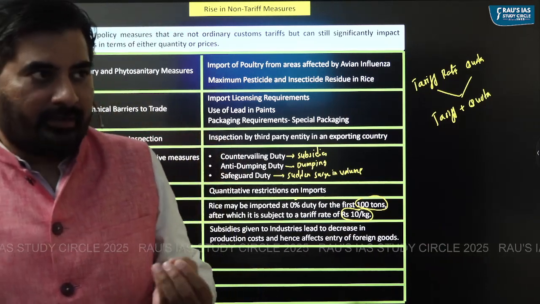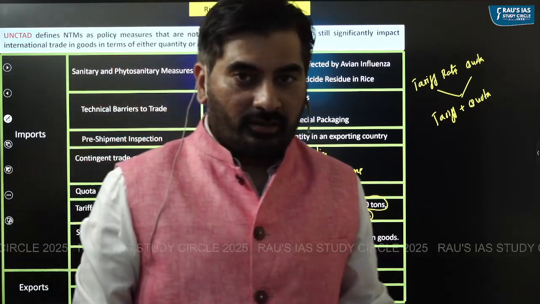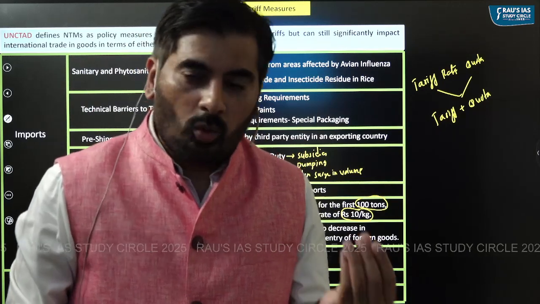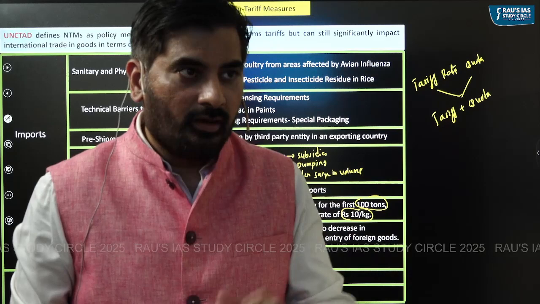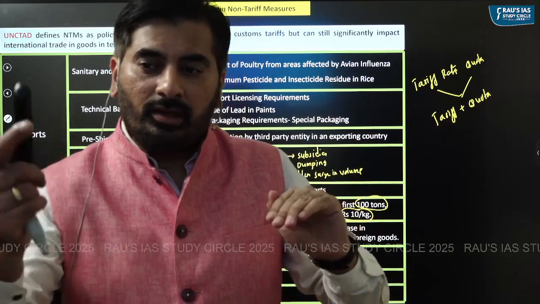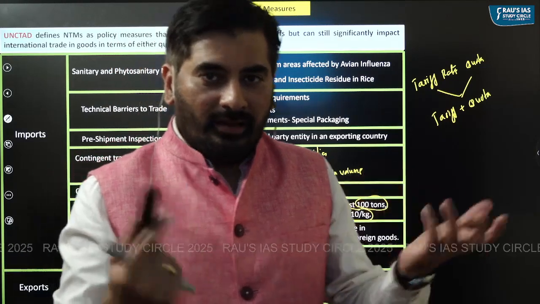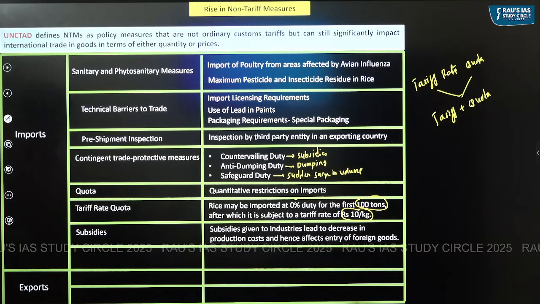For an example, let's say we are giving more subsidies to our domestic manufacturers who are manufacturing solar panel cells. What will happen to the domestic production of solar panel cells? The cost will reduce. So the import of solar panel cells will become costly then. So it is kind of non-tariff measure. That is what I was highlighting.